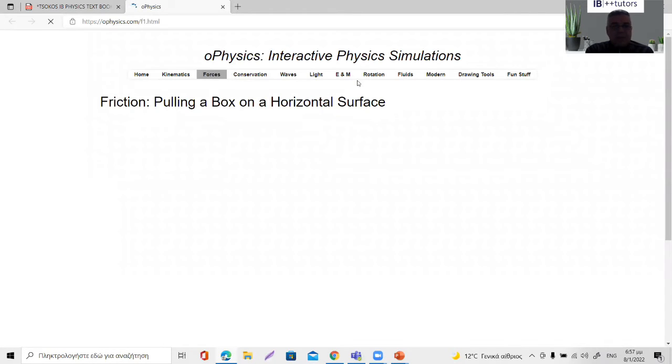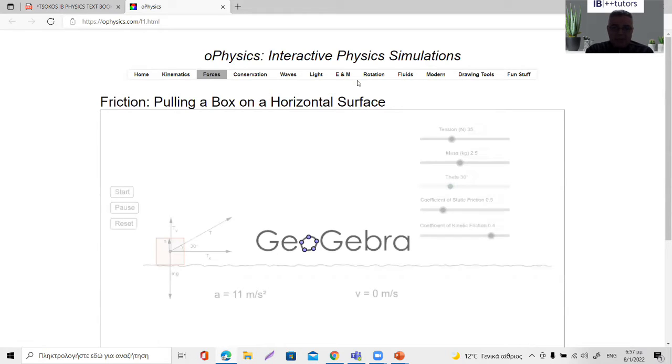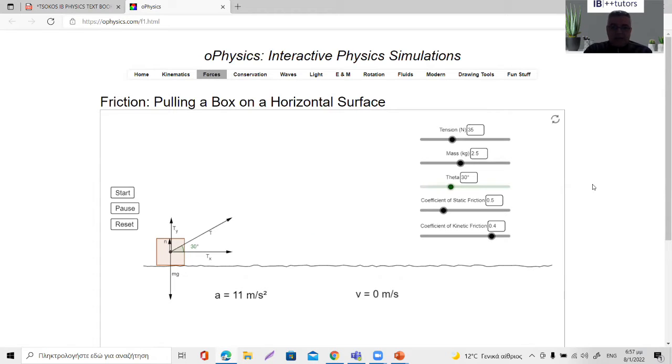So you can see a pulling force trying to move a box on a horizontal surface. Give me a few seconds to upload. So you can see that we can change the variables. When we say variables, let me show you.